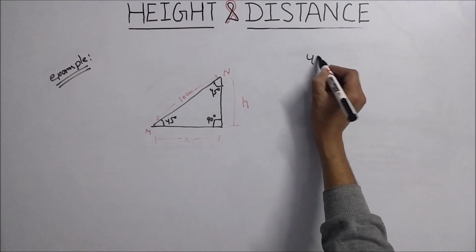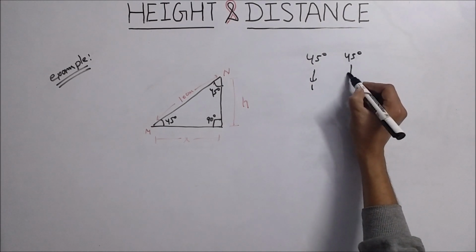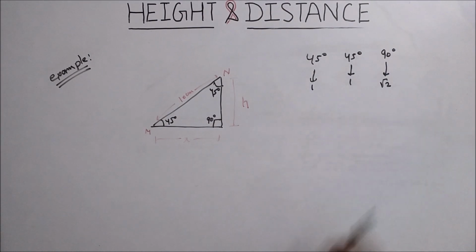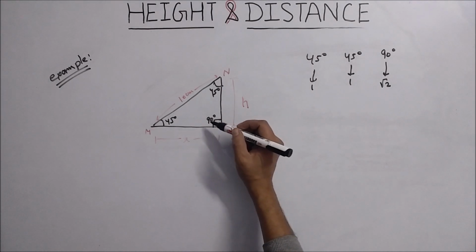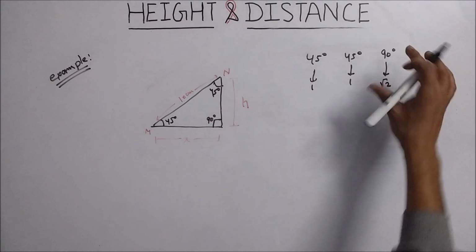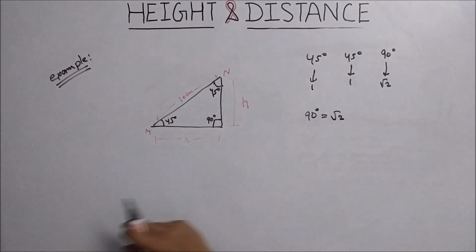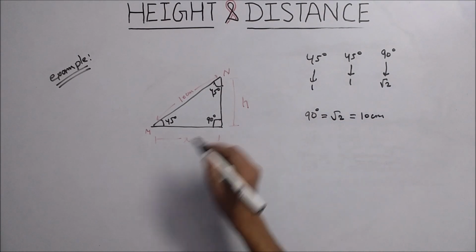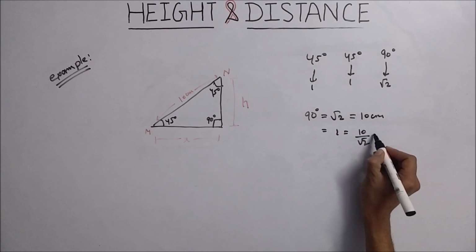Again, what is the value of 45 degree? In this case 1, again 1, and 90 is root 2. In this case, we already know the side opposite to 90 degree, that is 10 centimeter. So according to this theory, when 90 is equal to root 2, and in this question 90 is equal to 10 centimeter, or you can say the side opposite to 90 degrees is 10 centimeter, so one part is equal to 10 root 2 centimeter.